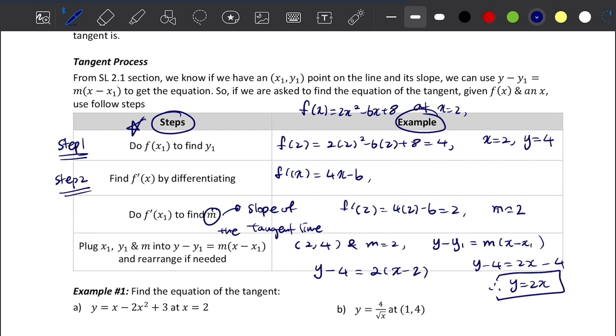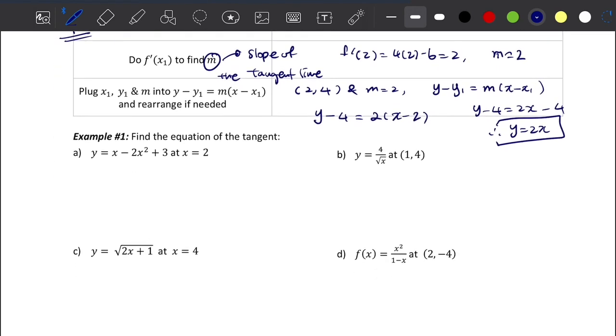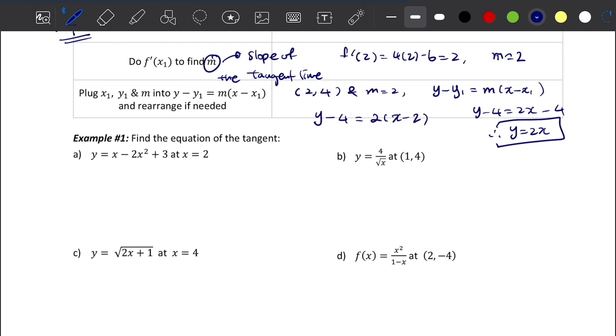Then let's try some examples. Example number 1, we need to find the equation of the tangent. For question A, I'm going to follow the steps. Step 1, we need to find our y value first. We substitute 2 into the equation, and we get -3 as our y value when x equals 2.